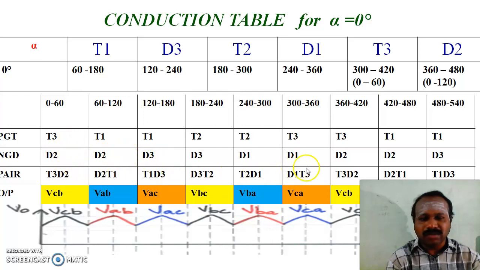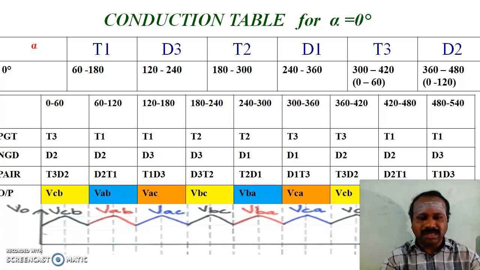Now this is the combination of the devices. T3 D2, D2 T1, T1 D3, D3 T2, T2 D1, D1 T3 for the first 360 degree, and the output voltages from the conduction table are VCB, VAB, VAC, VBC, VBA and VCA. So totally for one complete input cycle, that is from 0 to 360 degree, there are 1, 2, 3, 4, 5, 6 output pulses. So this three-phase semiconverter is known as a six-pulse converter.